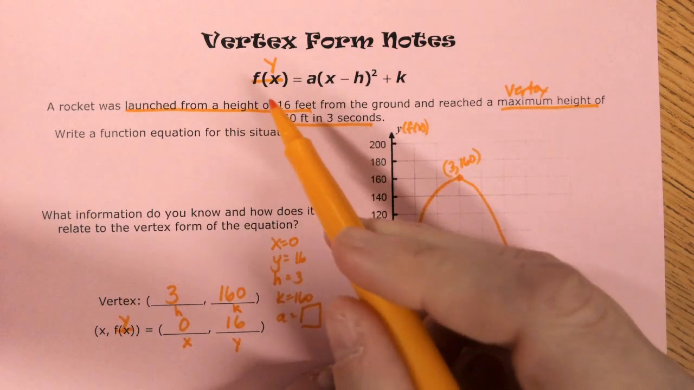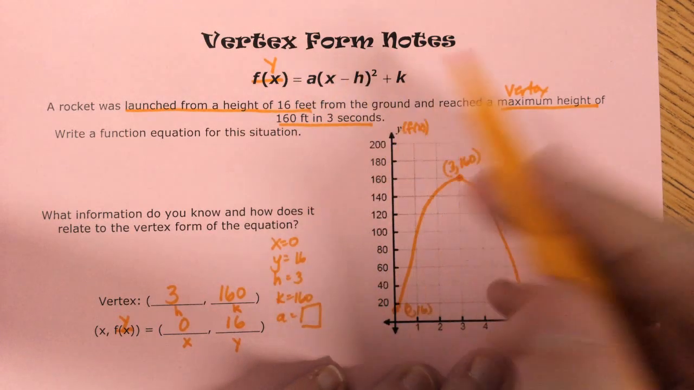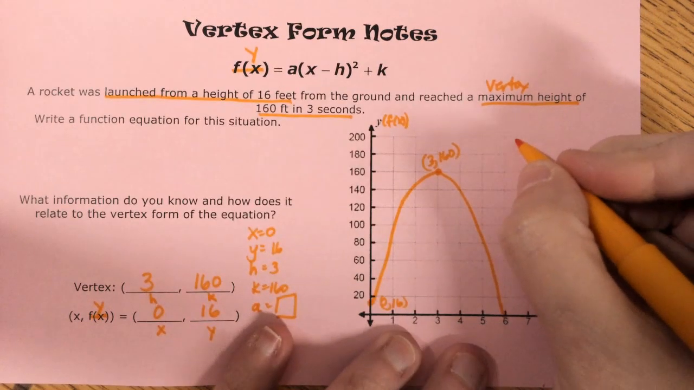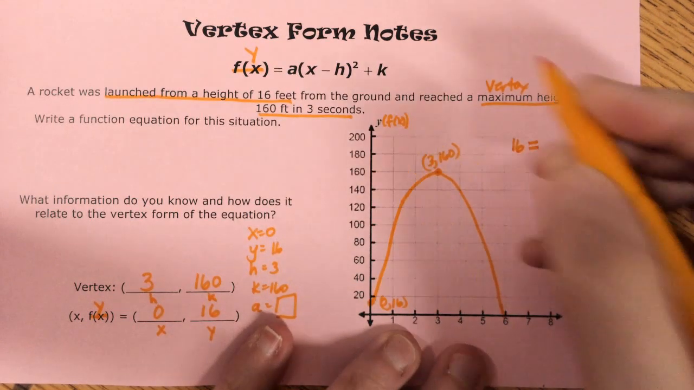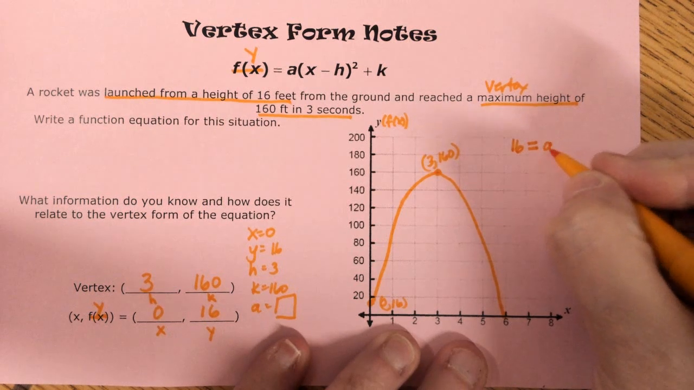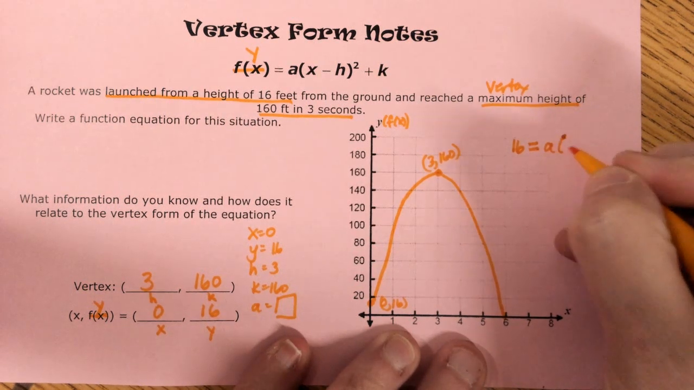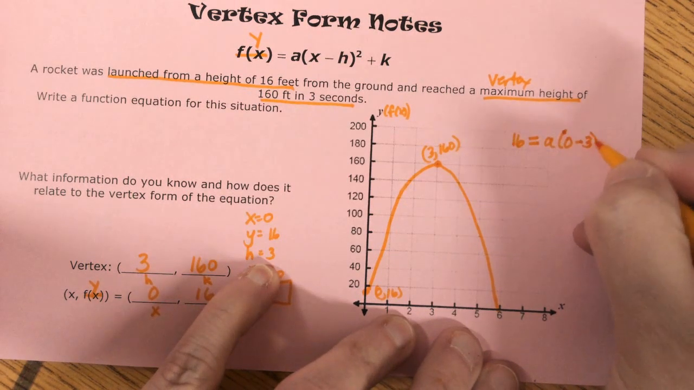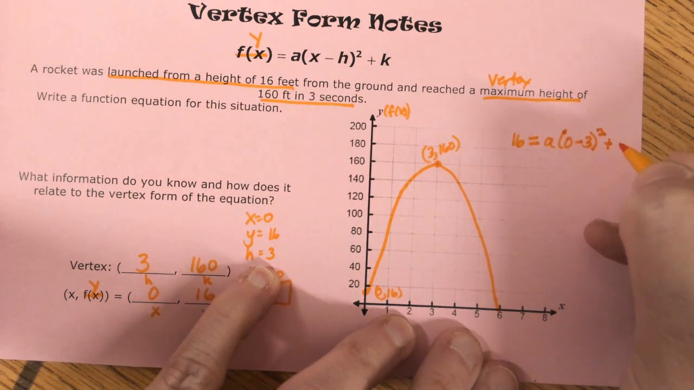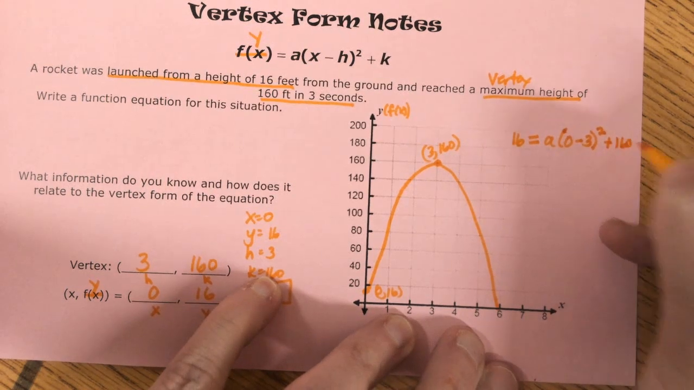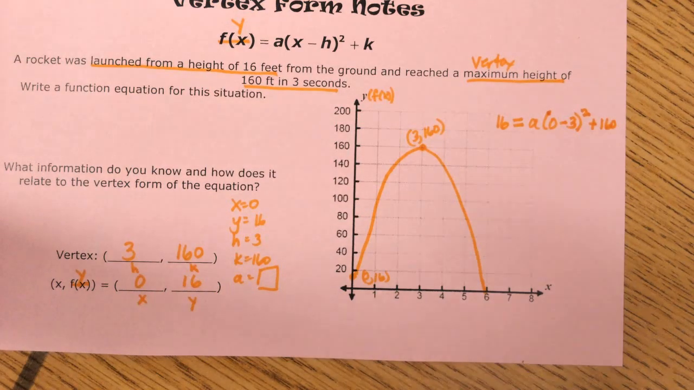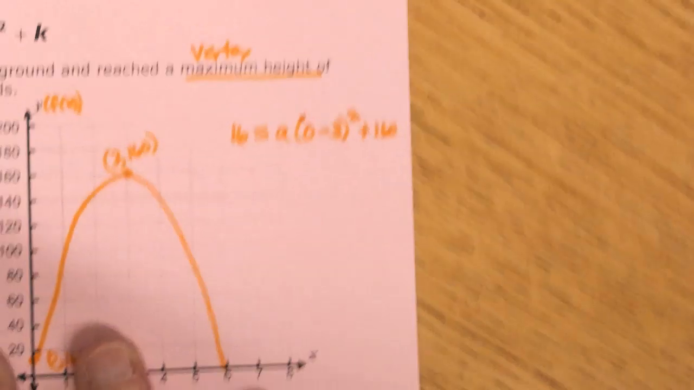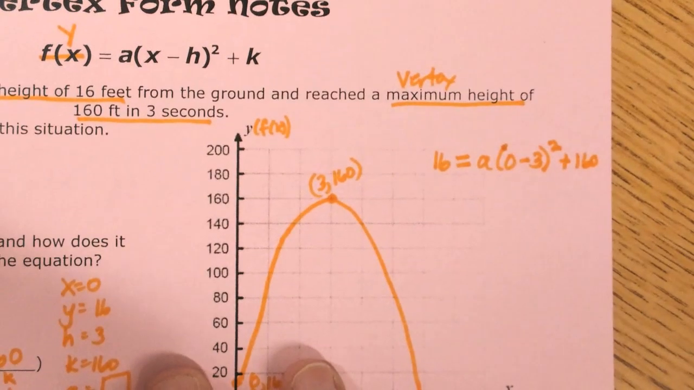So my equation is y equals a times x minus h squared plus k. So I need to know what y is. Well, y is 16. So 16 equals a, which I don't know what that is, times x, which is 0, minus h, which is 3, squared, plus k, which is 160. And literally all I've done right now is just substitute. I haven't done anything special, anything fancy. I have just substituted into vertex form.